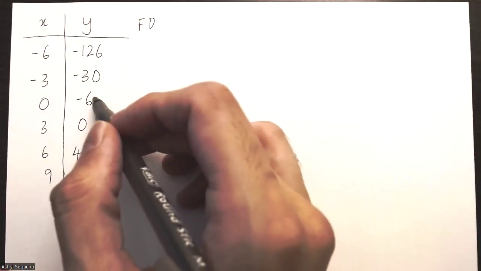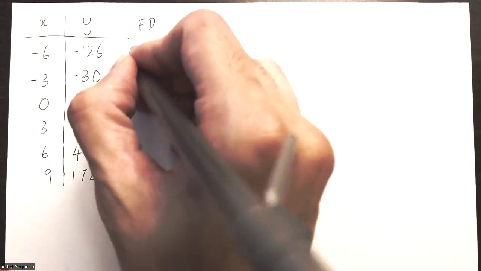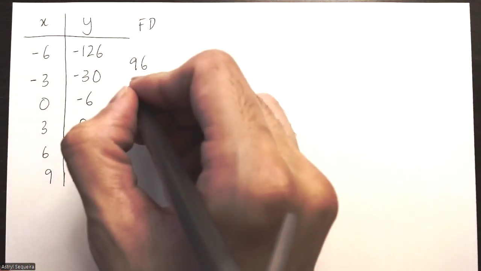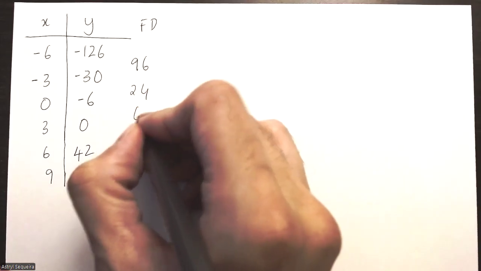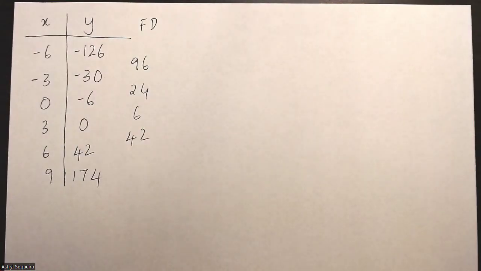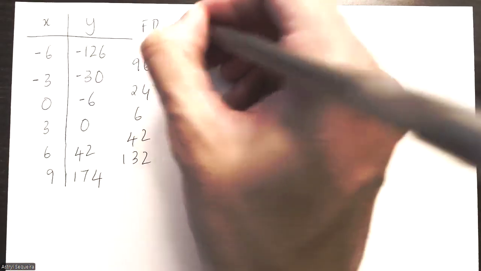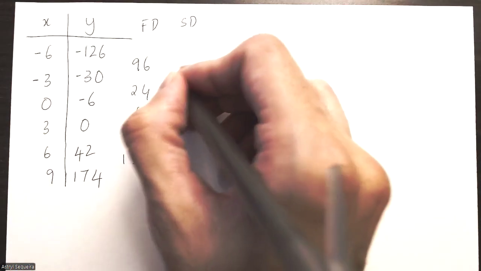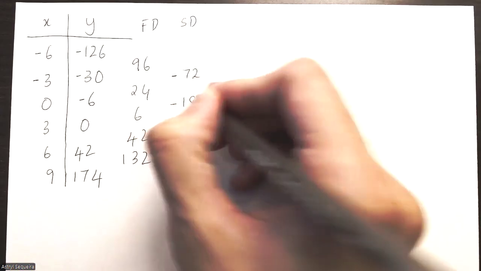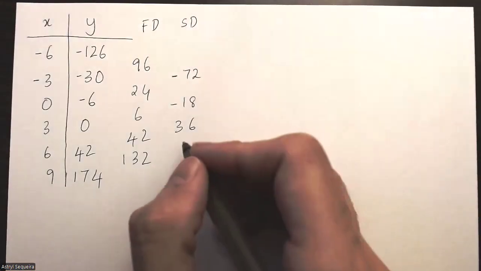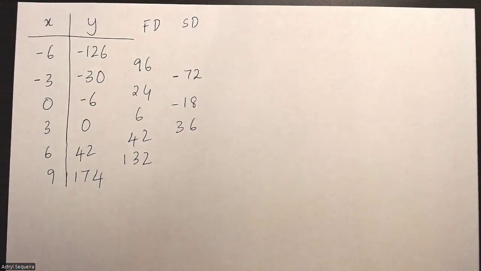Just doing the second minus the first value, or each next one minus the previous one. So over here I'll get 96. Over here I'll get 24. 6, 42, 132. So these are not the same. So I'll find my second differences, which are negative 72, negative 18, 36, 90.